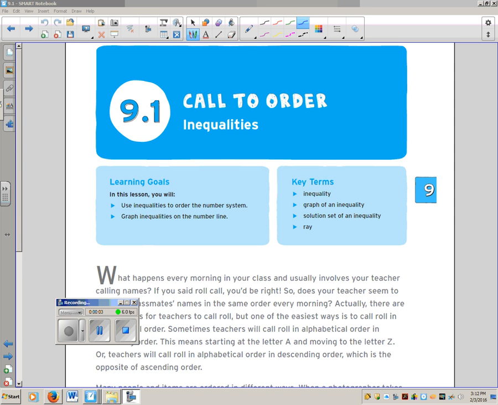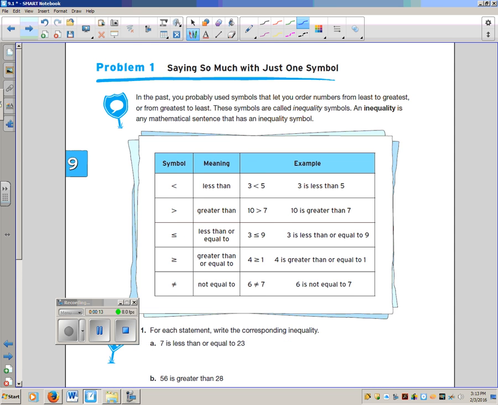Chapter 9, Section 1. Make sure you are in Volume 2. We are no longer using Volume 1. We're going to be working on inequalities this section.